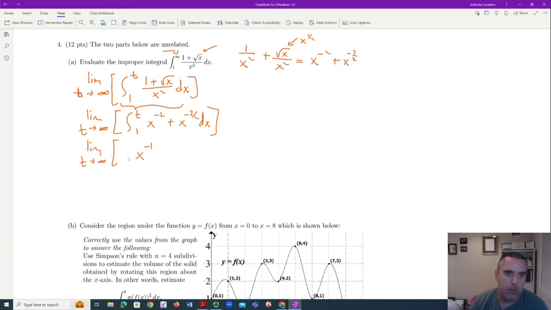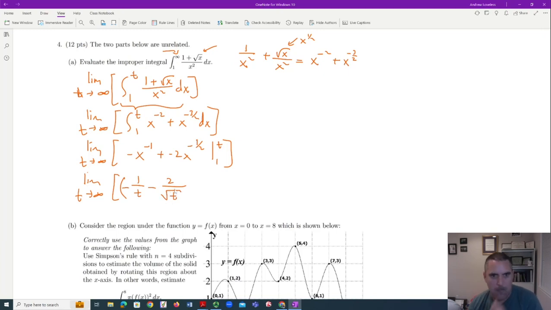Okay, now we are going to keep integrating. This is going to become negative 1 with a negative. This is going to become negative 1/2 with a negative 2. Evaluate it from 1. And you don't worry about the limit until you're completely done simplifying. This is going to be negative 1 over t. And this is a comment of, since I know I'm going to be thinking about what happens as t goes to infinity, I really would like to simplify. Okay, and then we're going to say minus, and we plug in a 1, negative 1 over 1, negative 2 over the square root of 1.